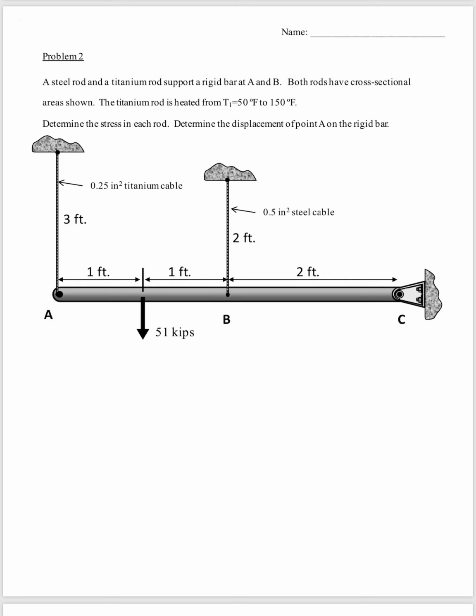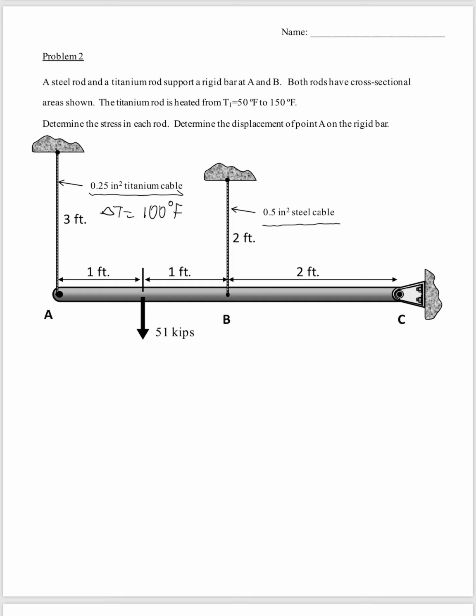So we have on the left side here a 0.25 inch square titanium cable. We're given that it goes from 50 degrees to 150 degrees, so the delta T will be 100 degrees Fahrenheit. On the right side, we have a 0.5 square inch steel cable. We want to find the stress in each rod and also the displacement of point A on the rigid bar.